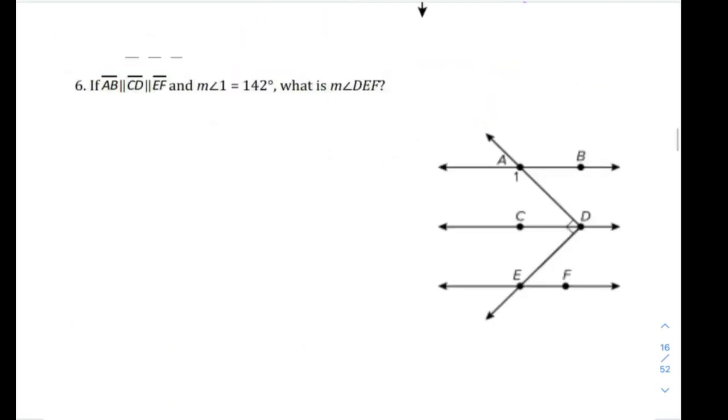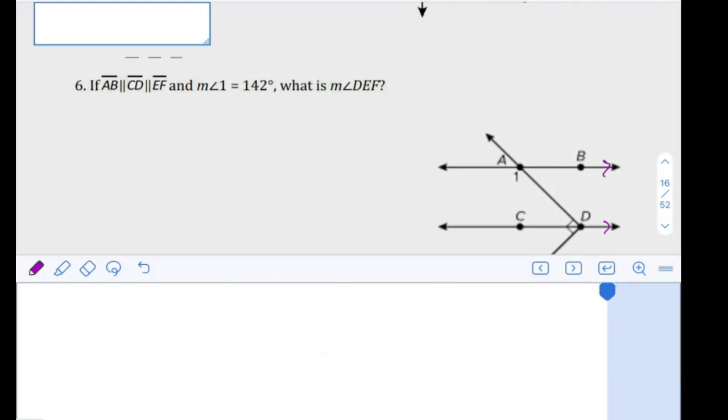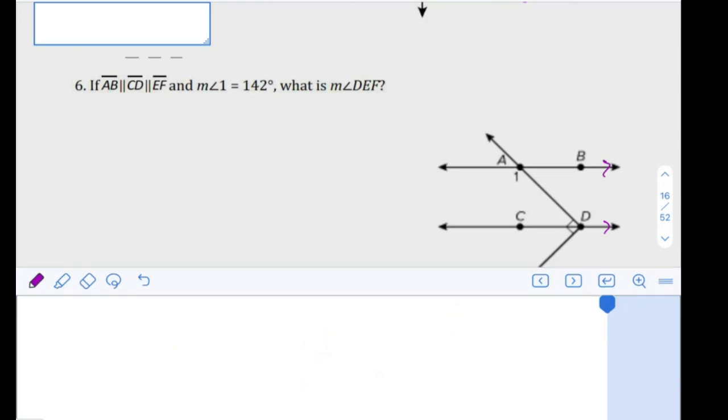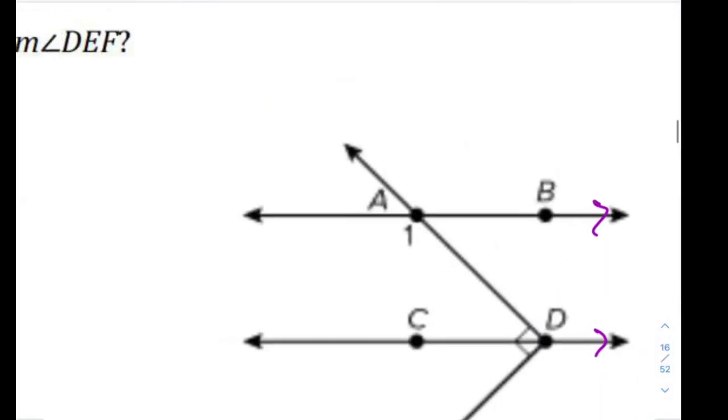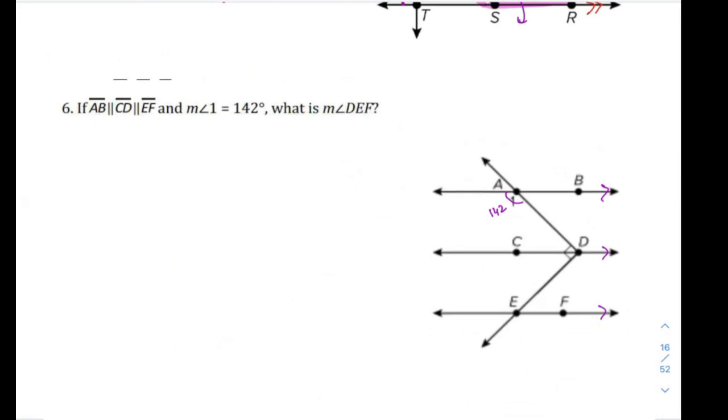Next question. If AB is parallel to CD is parallel to EF, all these lines are parallel to each other. So all these properties apply that we mentioned before. Measure of angle 1 is 142. So we will write here 142. It's better to write everything on the diagram. What is measure of angle DEF? We are looking for DEF, means this angle.